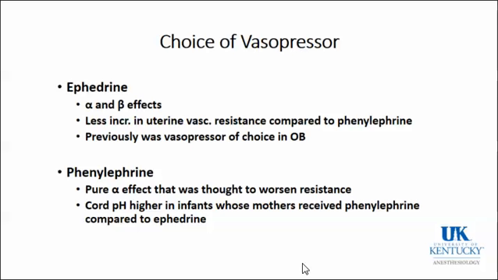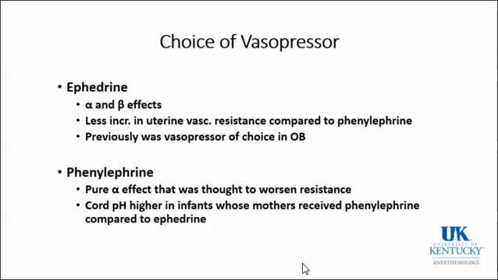In terms of choice of vasopressor, how does that affect uteroplacental perfusion? Well, ephedrine has both alpha and beta effects. So compared to phenylephrine, there will actually be less of an increase in uterine vascular resistance. And that's why it was previously the vasopressor of choice in OB. But now phenylephrine is the vasopressor of choice, despite the fact that because of its alpha effect, it will increase your uterine vascular resistance more.